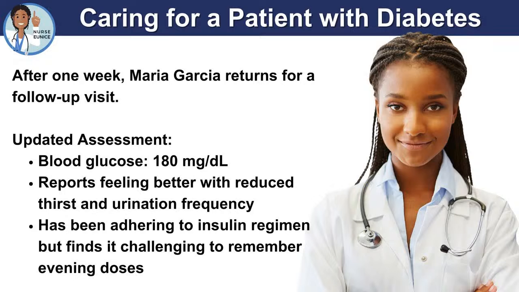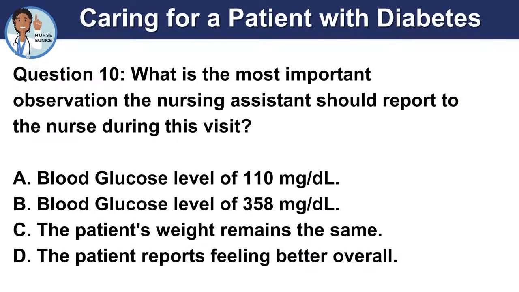All right, so here we go, everybody. We're progressing. After 1 week, Miss Garcia returns for a follow-up visit, and this is her new assessment. This is what you took. The blood glucose is 180. She reports feeling better with reduced thirst and urination frequency, and has been adhering to her insulin regimen, but finds it challenging to remember insulin doses. So you're not adhering to your regimen if you can't remember what dose to take at night. That's just my opinion. So let's keep going.